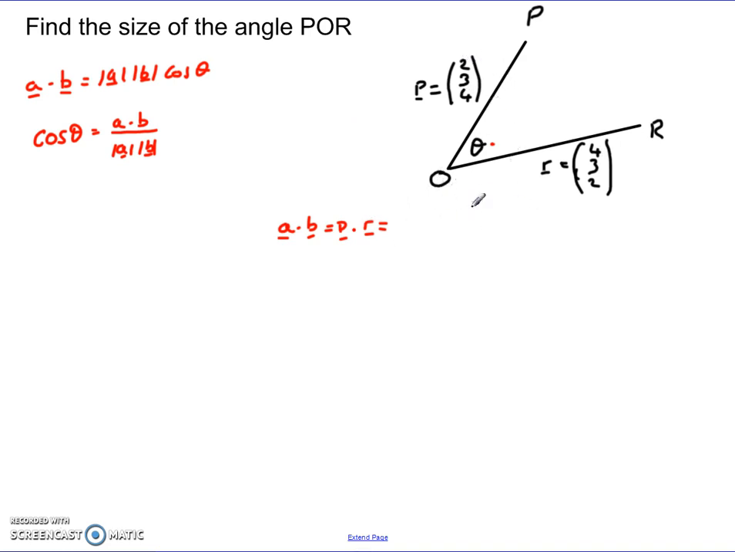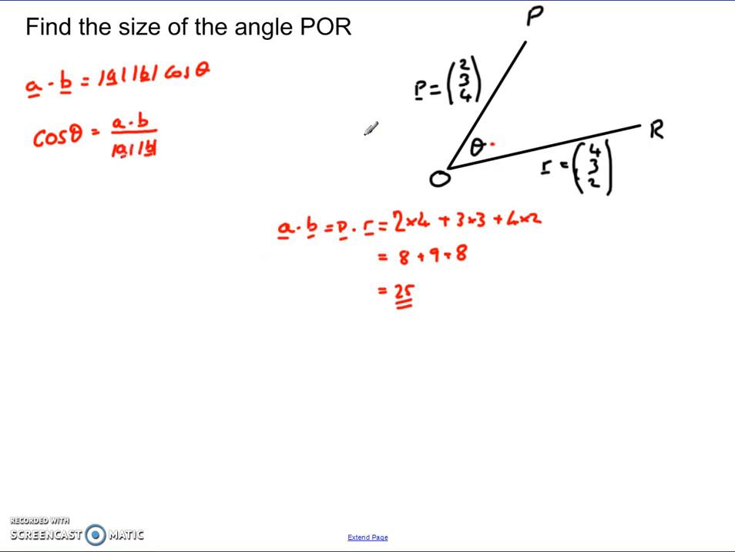So the P1 R1 is 2 times 4, plus P2 R2, 3 times 3, plus the third element's 4 times 2. 2 4s are 8, 3 3s are 9, 4 2s are 8 as well. So I've got 8 plus 9 plus 8, 16 plus 9 gives me 25. So there's the top part of it, the P dot R.